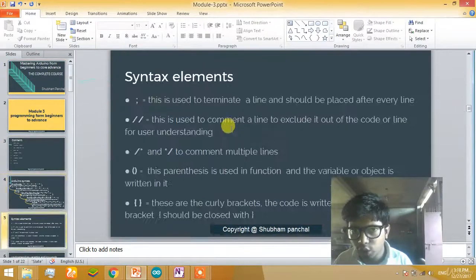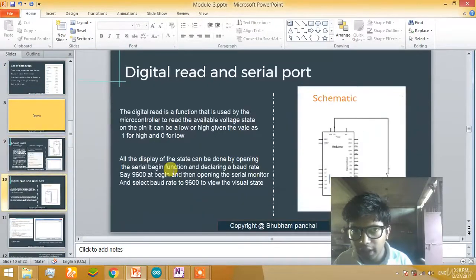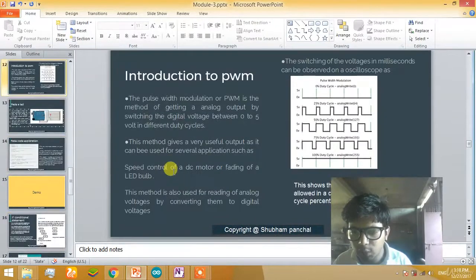Okay, in this module we are going to understand what PWM, or pulse width modulation, is. First of all, we have learned about analog signals and digital signals. But do you know how a digital signal is converted into an analog signal? This is the process done by the microcontroller, known as PWM or pulse width modulation.